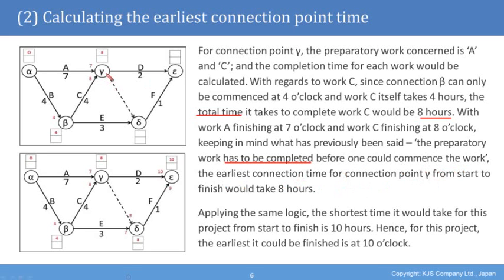It may seem like I'm repeating the same thing over again, but this is very important. Even though A takes 7 hours, you still have to wait that extra hour because you need to have completed B and C to get to point gamma. Applying the same logic, the shortest time it would take for this project from start to finish is 10 hours. And you can see this from the rest of the diagram. Hence, for this project, the earliest it could be finished is at 10 o'clock. So if you continue in the exact same way, the earliest time that you can finish is 10 hours after the commencement of alpha.